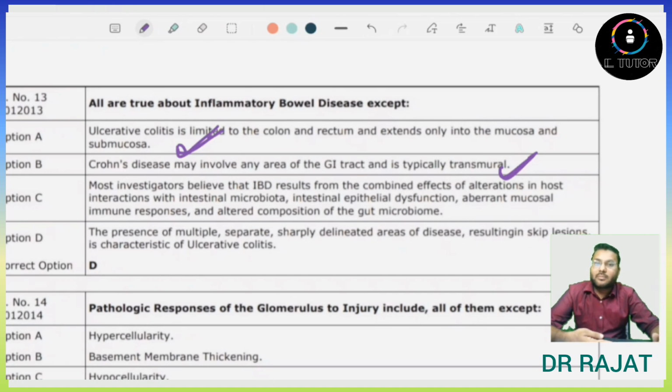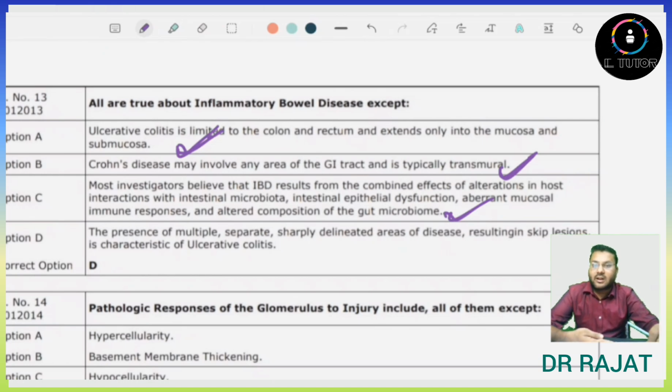Most investigators believe that IBD results from the combined effect of alteration in the host interaction with the intestinal microbiota, intestinal epithelium dysfunction, aberrant mucosal immune response, and altered composition of the gut microbiome. This is true that multiple factors are responsible. There is no single factor.